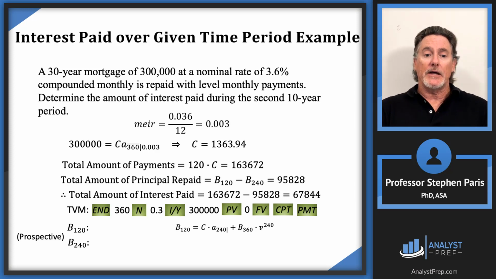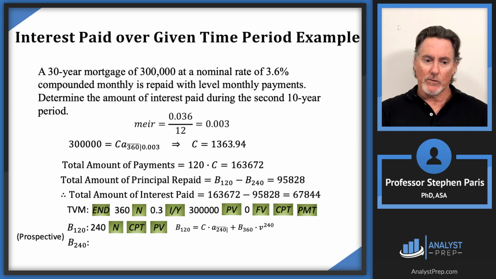So in order to use the keystrokes here, even though I'm calculating the balance at time 120, I'm doing it prospectively, and from time 120 to 360, there's 240 payments, so I would put in a 240 for N, and I'm trying to calculate the balance at time 120, so that's the present value. It's the earlier balance, it's the present value. So that's what I would do here.